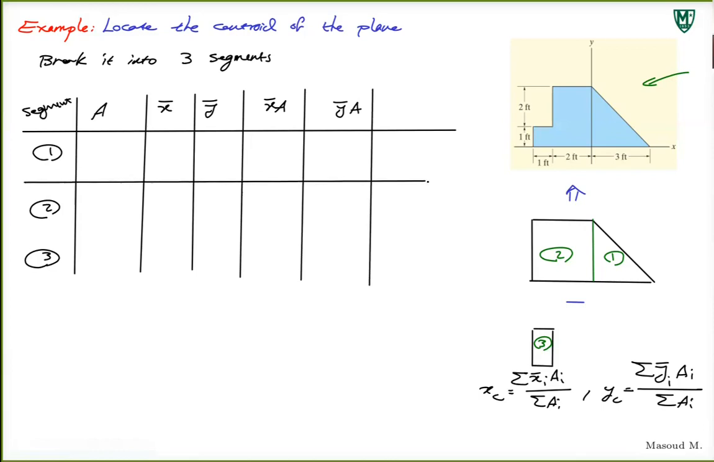And we have to find these for each segment. Right. So area for segment 1. Segment 1 is this triangle. Right? What is the area? Is base times height divided by 2. Right? It's basically just a simple triangle. This is the area of segment 1.